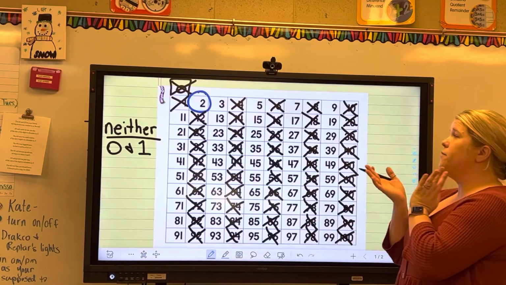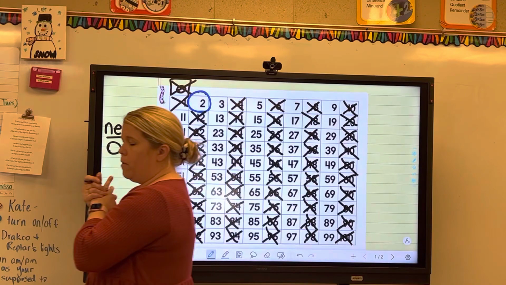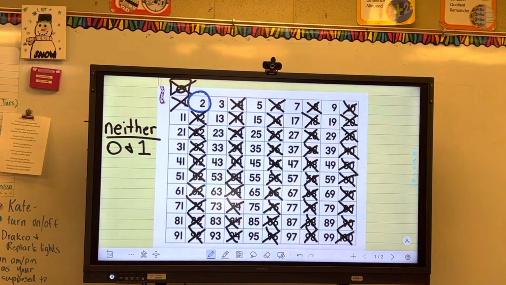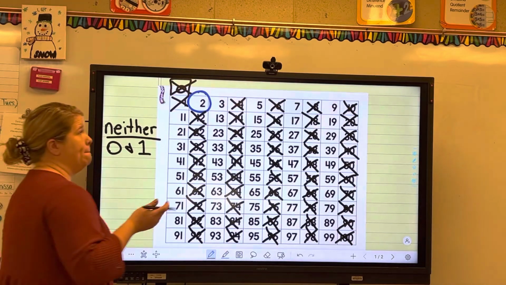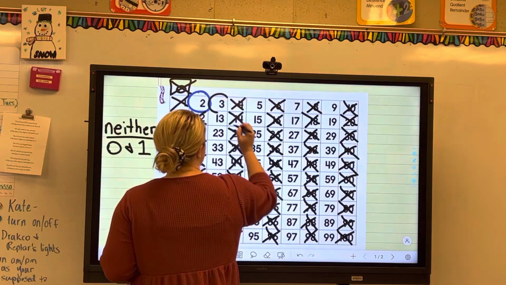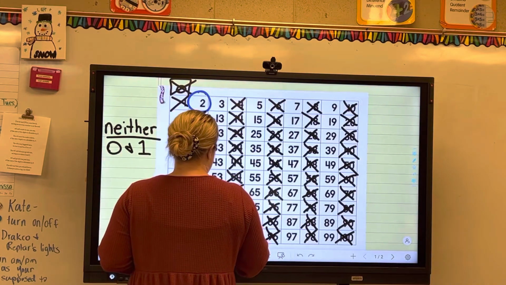All right, so let's move to 3. Think of your multiples of 3. What are my factors? 1 times 3. Are there any more? No. So Addison says that 3 is prime. Do you agree? Why do you agree? Because only 1 times 3 equals 3. It only likes 1 times 3, right?